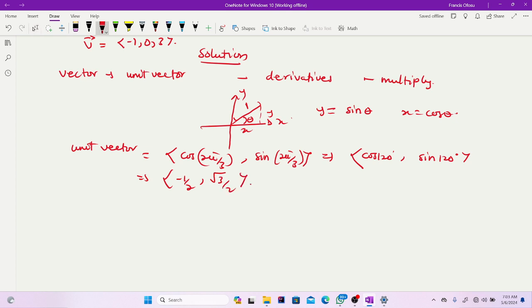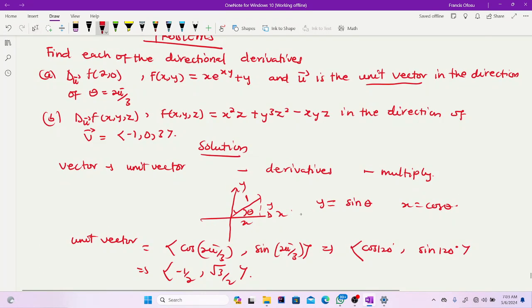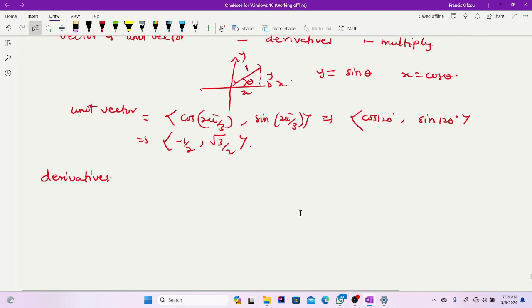Once I have my unit vector, the next thing to find is the partial derivatives. To find the partial derivatives, the function was given as this, so we need to find the x and y components of this function. So let me write the function from my side.